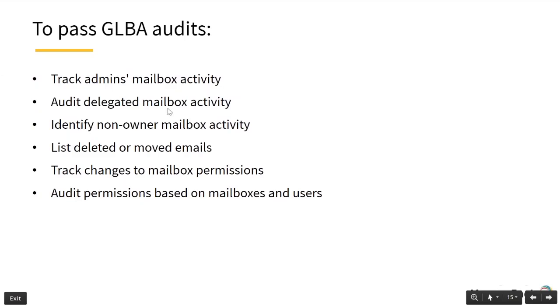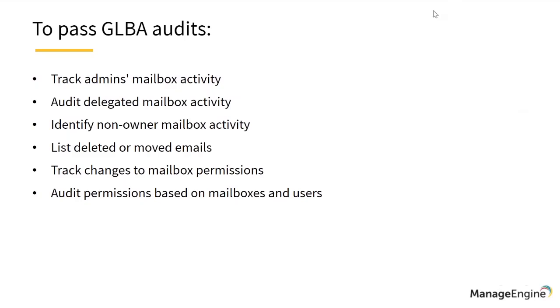You can audit delegated mailbox activity. Non-owner mailbox activity is, of course, something that I already mentioned. Take a look at all the emails that were deleted or moved. Track the changes to mailbox permissions. Find out what permissions users and groups have over mailboxes. So based on mailboxes and based on users, what are the mailbox permissions that are available in your organization is something that you need to definitely look at in your organization.